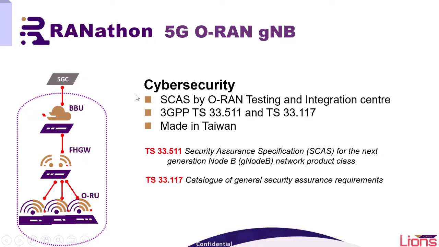In addition to the above elements, one characteristic LIONS likes to emphasize is cybersecurity. For open infrastructure, customers need reliable network equipment to prevent and reduce hazards and risk. Cybersecurity conformance of RANathon was confirmed by ORAN Testing and Integration Center in the PlugFest 2021 event. In addition, RANathon got independent third-party certification for 3GPP TS 33.511 and TS 33.117, both international cybersecurity requirements for gNodeB. Furthermore, all RANathon products are made in Taiwan, a nation trusted by the free world.